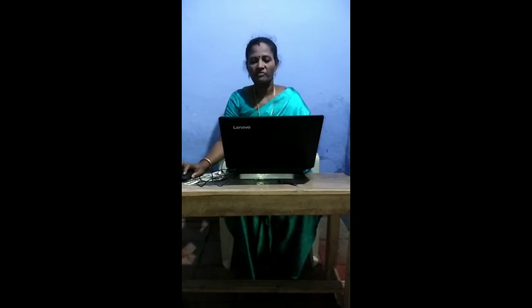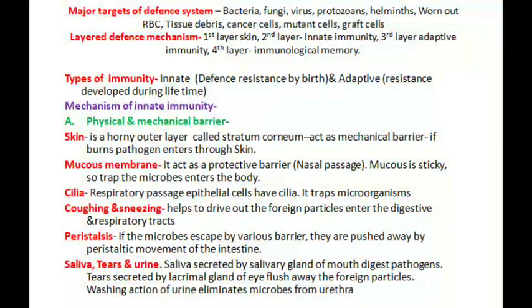Today we shall study about immunity. Immunity means resistance to infection. The major targets of the defense system in our body: the defense system targets various pathogenic microorganisms that enter into the body.